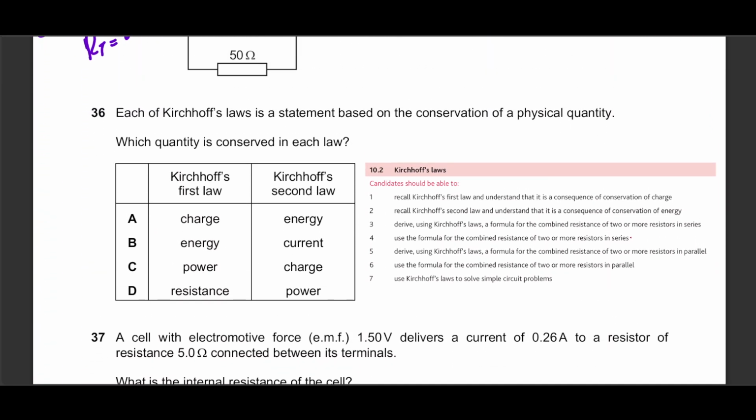Question number 36, taken directly from the Kirchhoff laws. If you notice, it's point number 1 and point number 2 in 10.2, conservation of charge and conservation of energy. So I can't really help you with this. You have to memorize it.